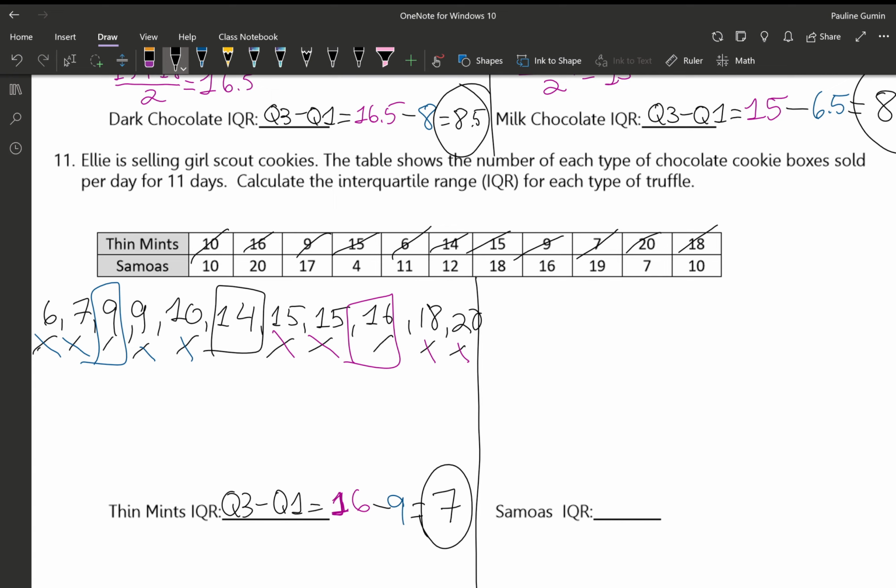Now, let's look at the IQR for the Samoas, which are also delicious. Oh my goodness. Oh no, I'm just thinking about cookies. I don't need cookies. I want cookies.